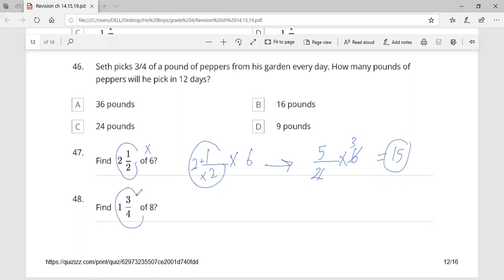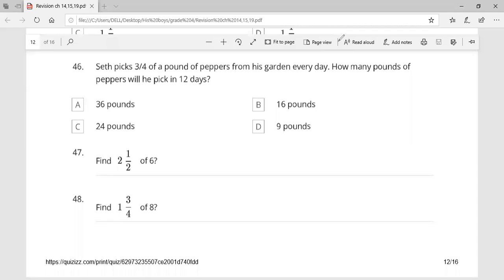And the same way, here is 4 and we change it to an improper fraction. 1 multiplied by 4 plus 3. 1 multiplied by 4 is 4, plus 3 is 7. 7 of, multiply. We have to divide 8 by 4, we get 2. 2 multiplied by 7 is 14. And we do it like this. The next one.